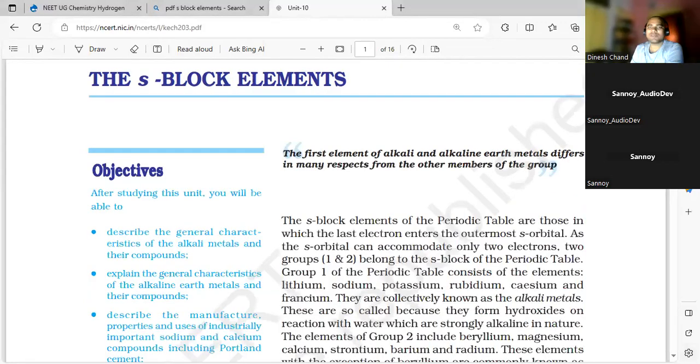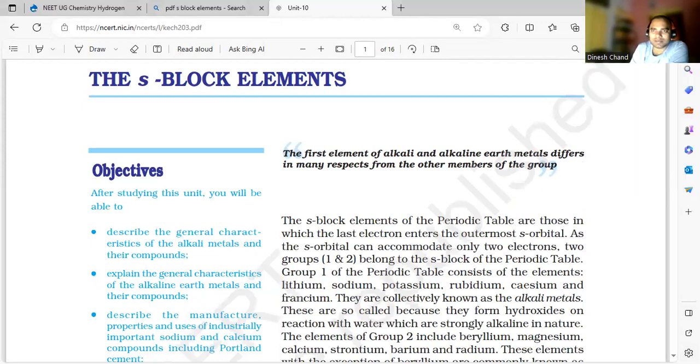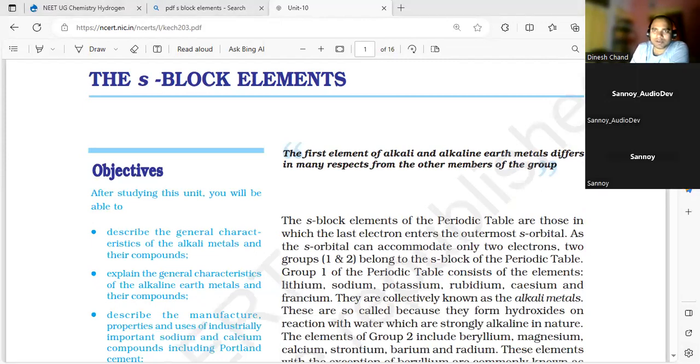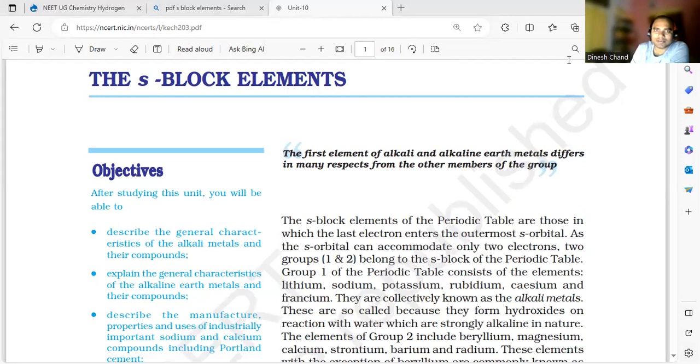That chapter is over. Now we are supposed to study the S block element, right? S block element. Okay, what is the S block element? Do you know any idea? Sir, that the one and two groups. Good. So that is S block element you are saying.